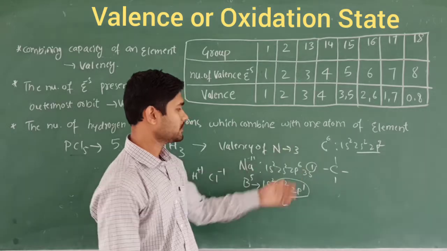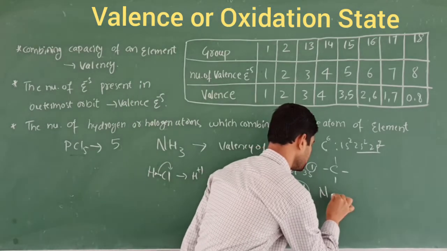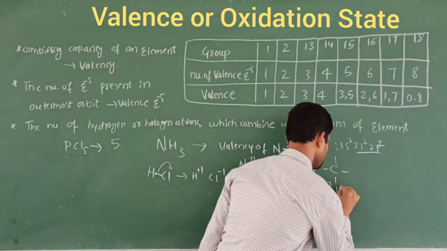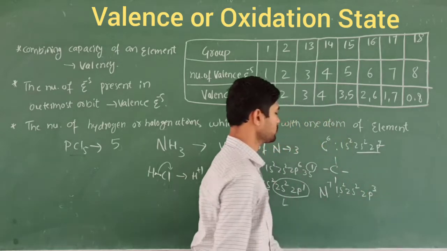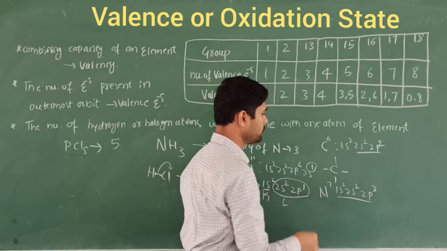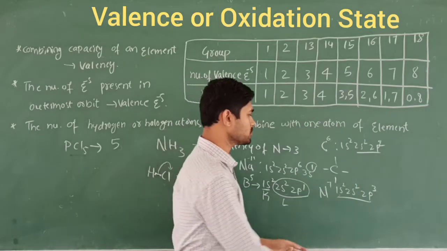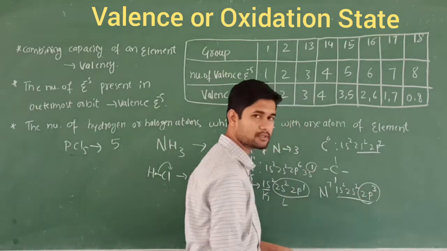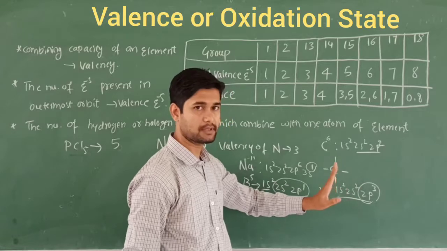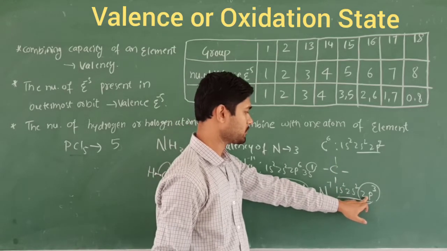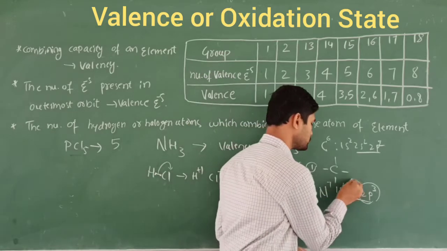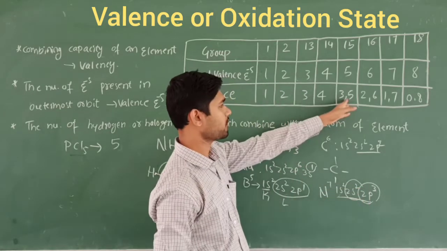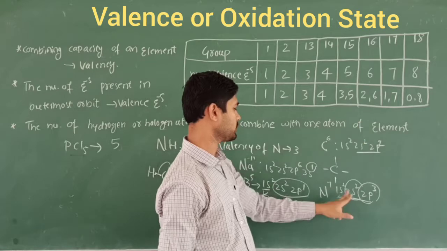And come to group 15. What comes after that? Nitrogen will come. So nitrogen will be 7: 1s2, 2s2, 2p3. Its outermost configuration will be 5. So either it may lose all the 3 electrons from the p orbitals and become plus 3, or it is also ready to lose the 2 electrons from the s orbital. That is also 5. The maximum will be 5 for nitrogen.